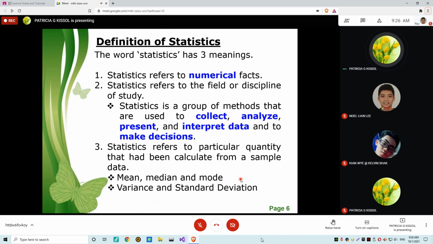But of course, statistics doesn't stay on mean, median, mode, variance, and standard deviation only. No. As what you see in all the 7 topics that I've shared with you just now. So those are the overall areas of statistical topics that we're going to cover.